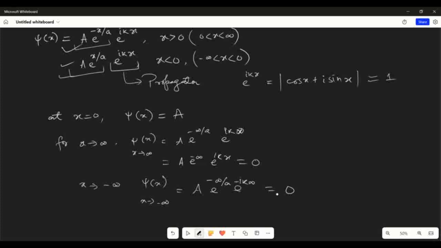So basically all these three: the value at x equals 0, the value as x tends to infinity, and the value as x tends to minus infinity are finite. Now let's check its continuity, whether the function is continuous or not.